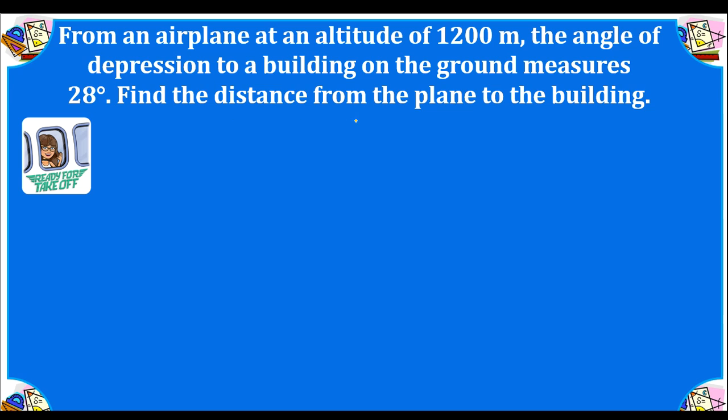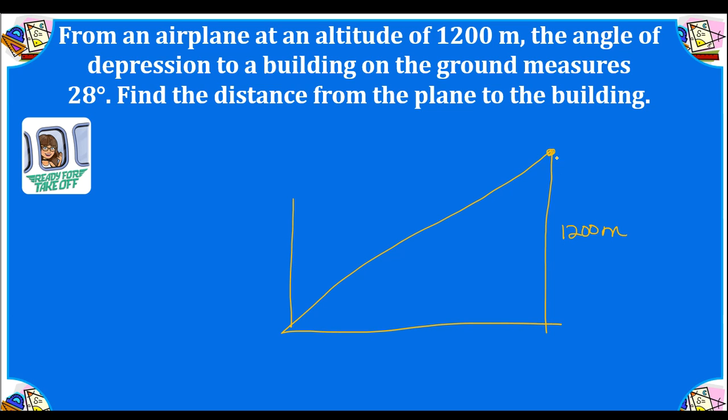From an airplane at an altitude of 1,200 meters, the angle of depression to a building on the ground measures 28 degrees. Okay, so we have an airplane that is 1,200 meters up. There's a building over here. And then we're going to have a right triangle here. And then here is, we're going to have an angle of depression.